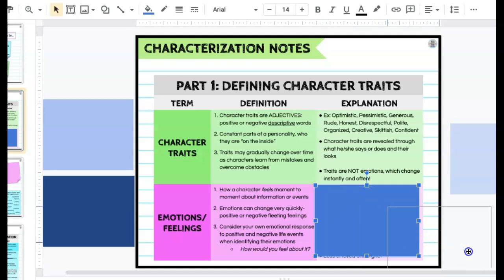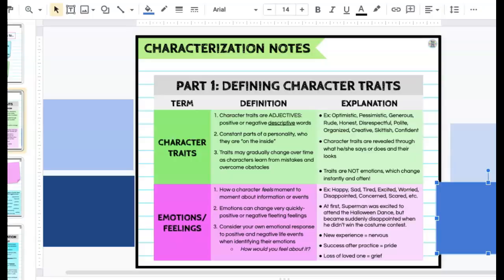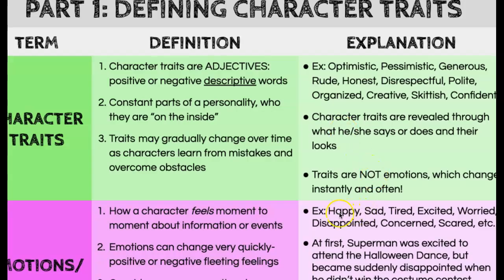And then last but not least in your notes today, oops, if I can get this box to move. I want you to put some examples: happy, sad, tired. Just because you're tired this morning because it's 7:30 and you're doing your language arts homework doesn't mean you're always a tired person, right? If you're scared because you're at a haunted house, it doesn't mean you're always a scared person. And so my example was, at first Superman was excited to attend the Halloween dance, but he became suddenly disappointed when he didn't win the costume contest. It doesn't mean he's a disappointed person. It just means that's the emotion he feels right there.